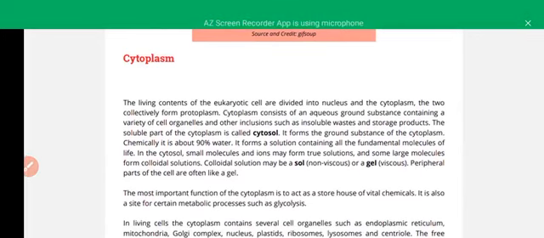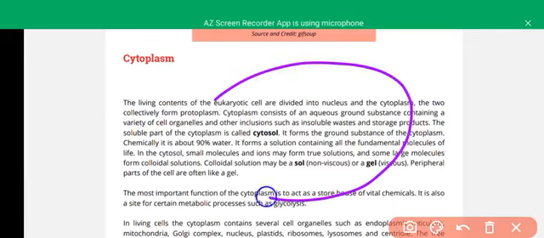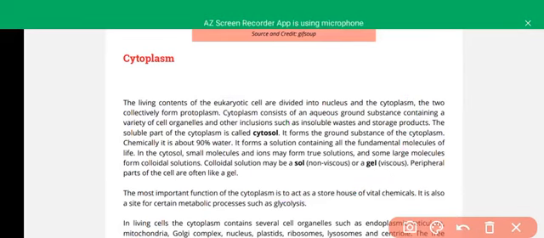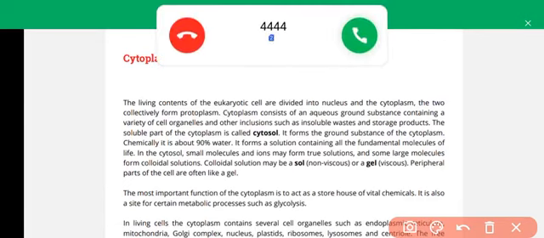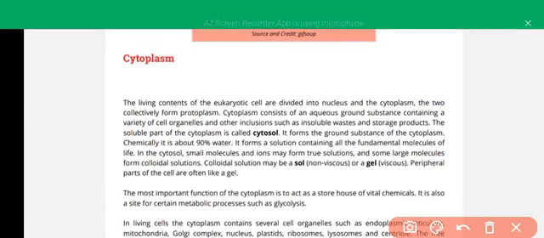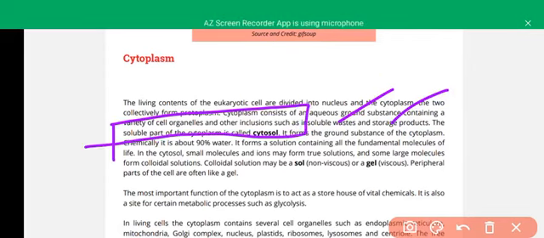Cytoplasm is the inner substance, the ground substance of the cell, inside of the cell membrane. Here various organelles are found. There are water molecules. There are other extracellular substances. Likewise, it contains insoluble waste and storage products. The soluble part is called cytosol, and the gel part may be called cytogel.